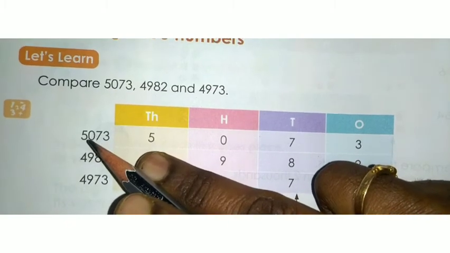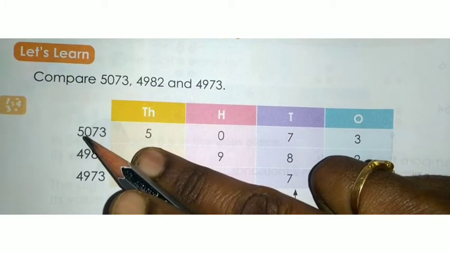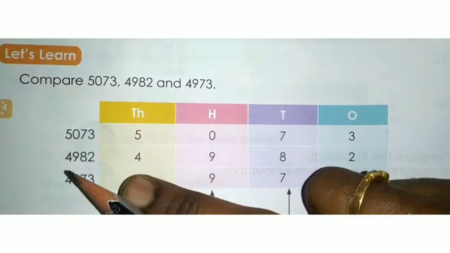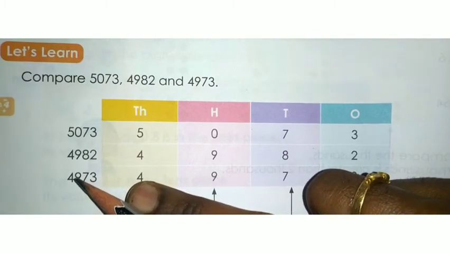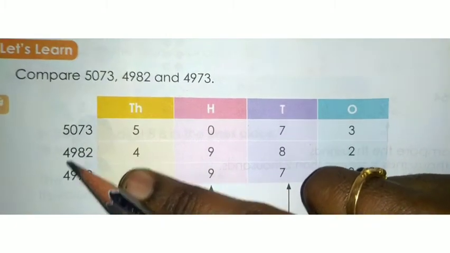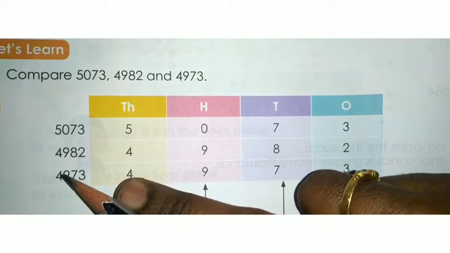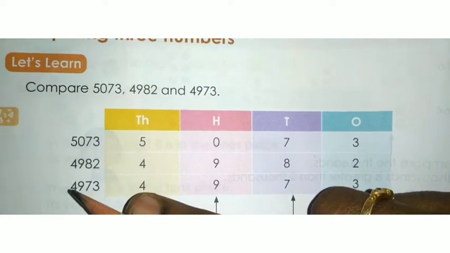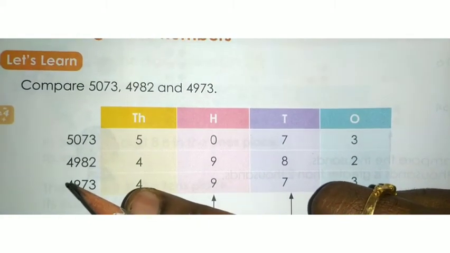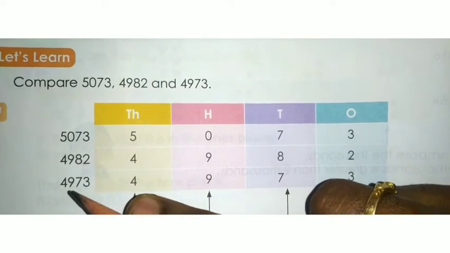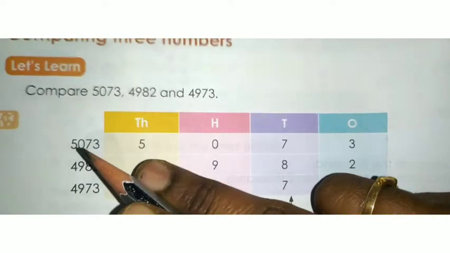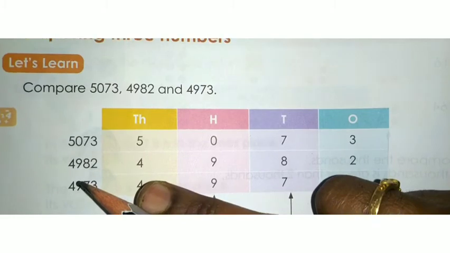Start from the first number. In the thousands place, 5 is there, 5, 4, then 4. So in all three numbers, the first value is the thousands place value. While comparing the numbers, we have to consider from the thousands place only, not from the ones place. Start from the thousands place to compare the numbers.